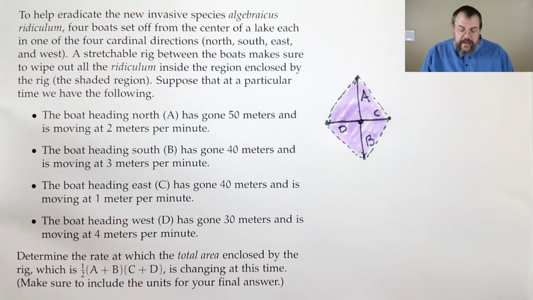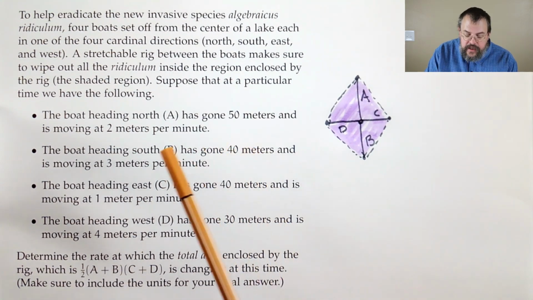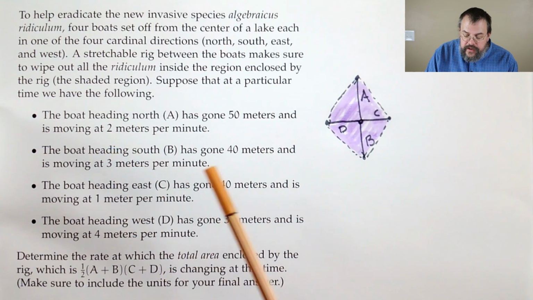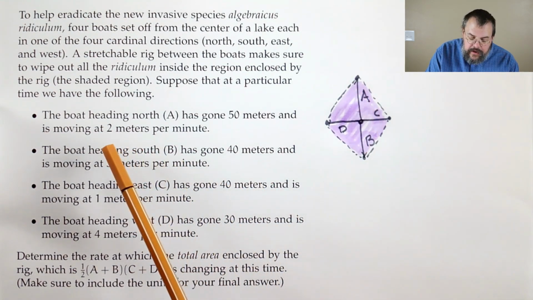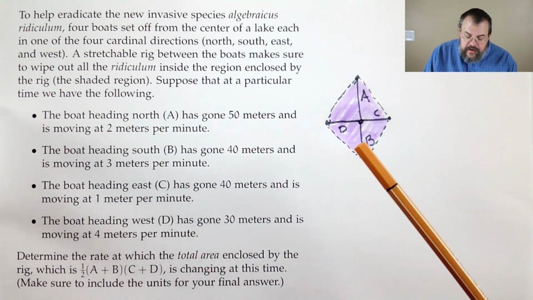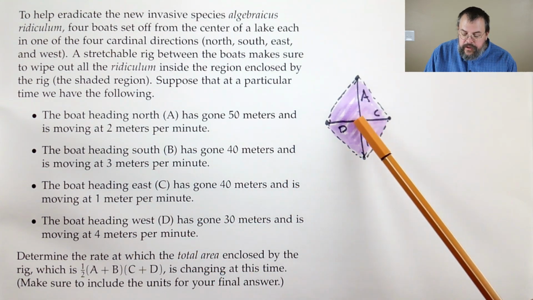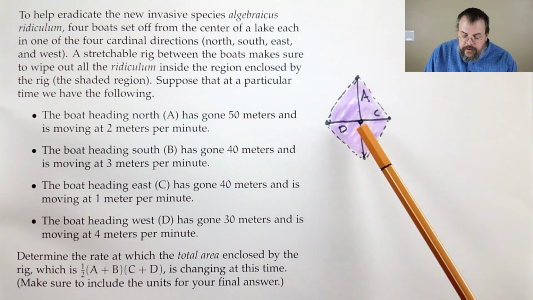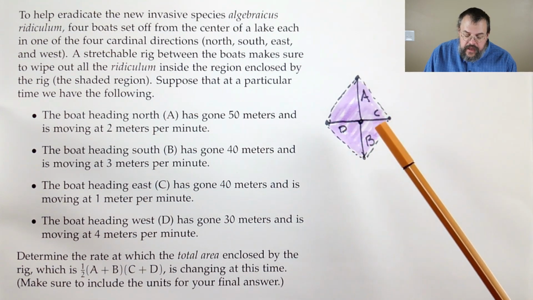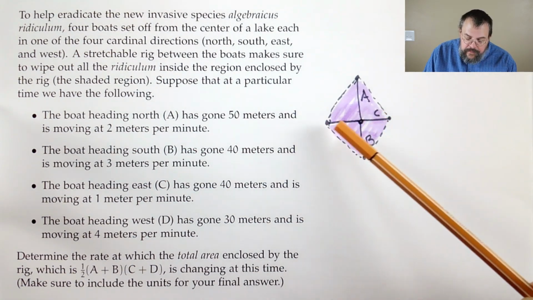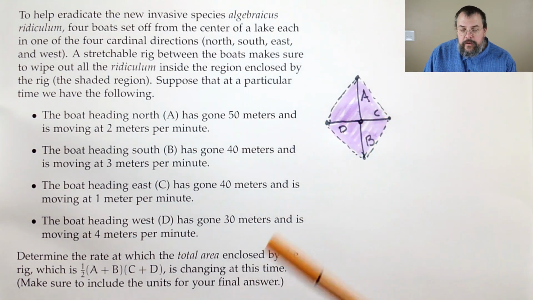So the boat A, we know has gone 50 meters, and we know its speed. It's moving at 2 meters per minute. The boat heading south has gone 40, and it's moving at 3 meters per minute. The boat going to the east has gone 40, and it's moving at 1 meter per minute. And the boat heading west has gone 30, and it's moving at 4 meters per minute.